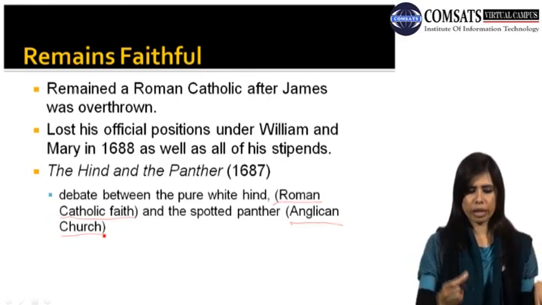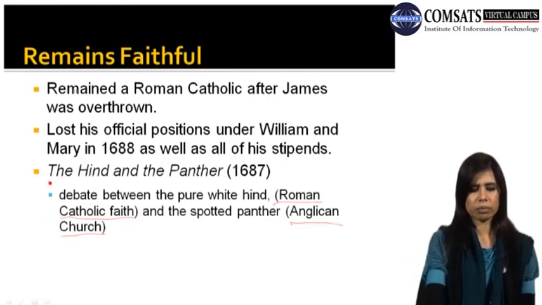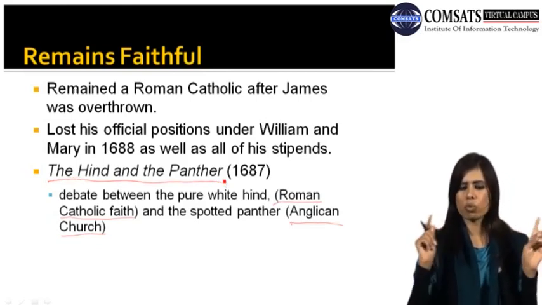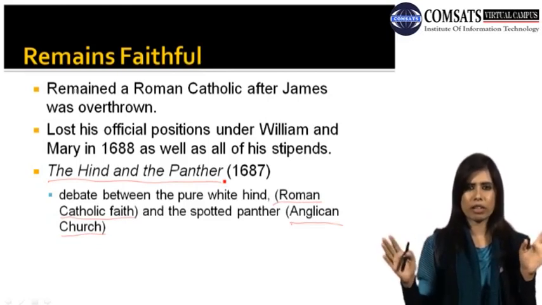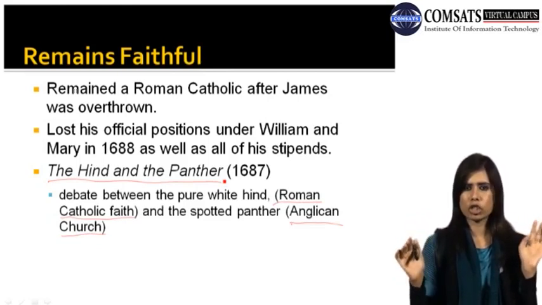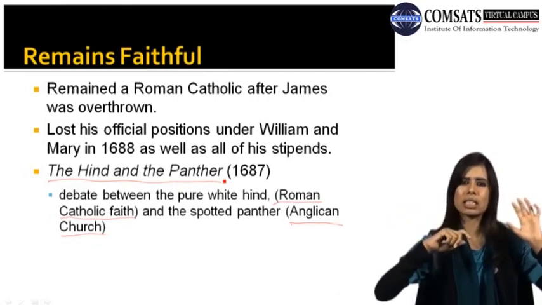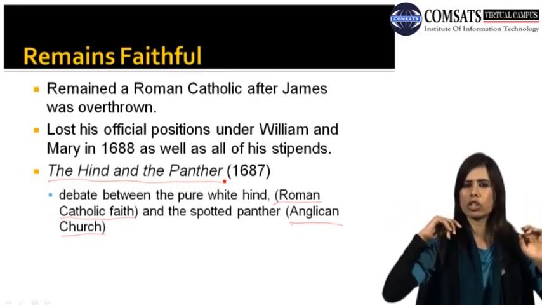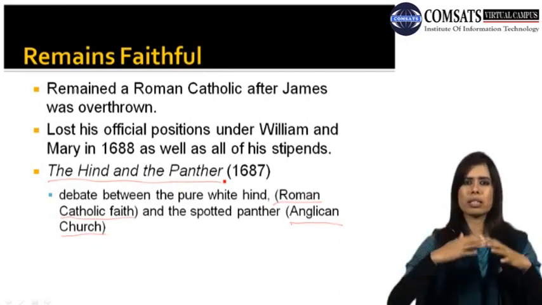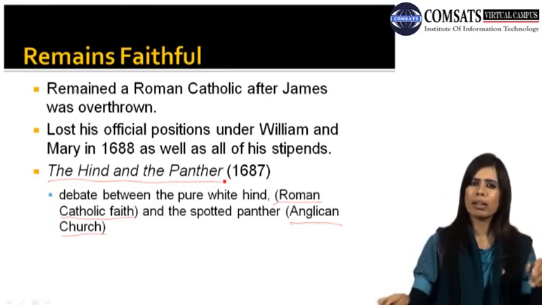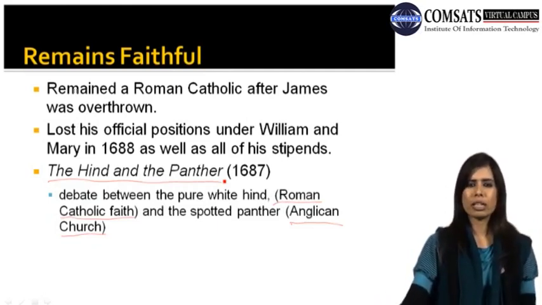So this work, The Hind and the Panther, was written in 1687. It was based on the religious wars between the Roman Catholic faith and the Anglican Church. Previously he belonged to the Anglican Church, and now he is in the Roman Catholic Church. So you can see this book is based on his experiences relevant to both religions. Again, you can see the religious theme that is present in The Hind and the Panther as well.